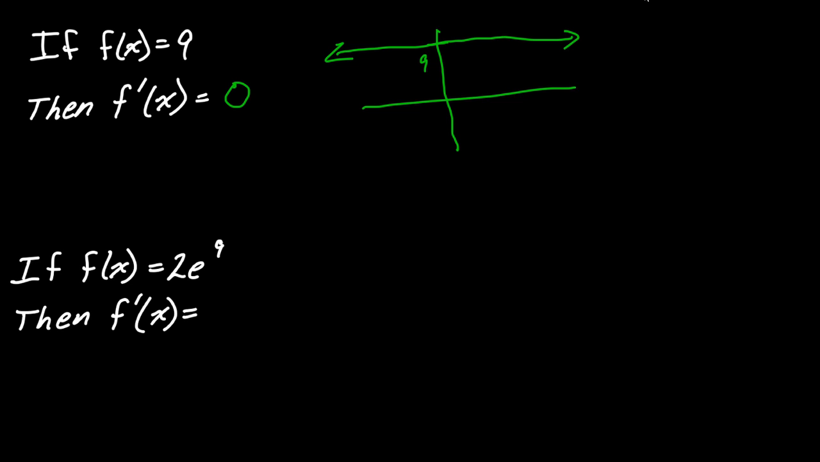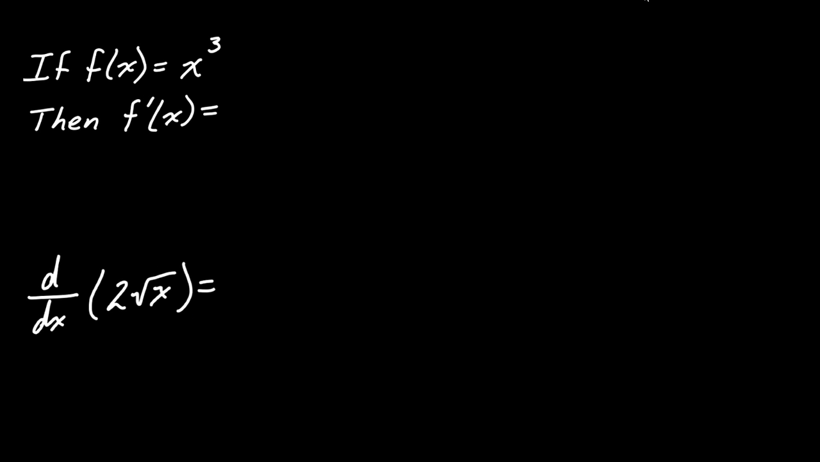All right, so the next one, if f of x is equal to 2e to the 9th power, remember that e is a constant. Its approximate value is 2.71828, and a whole bunch of decimals forever. It's an irrational number. And so if we take the derivative, 2 is a constant, e is a constant, so this is just simply a different way of writing a constant. There's no variable involved here, so that's just a constant, and the derivative of that would be 0.